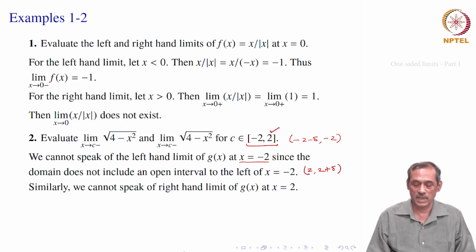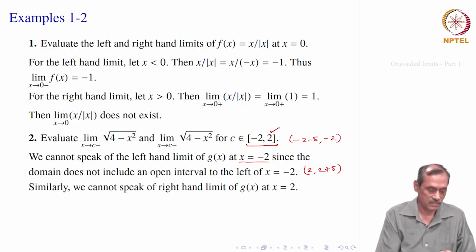So, we cannot even speak of that. When c equals minus 2, we cannot speak of the left side limit. When c equals plus 2, we cannot speak of the right side limit. But for c equals minus 2, we can think of the right side limit, and for c equals 2, we can think of the left side limit.